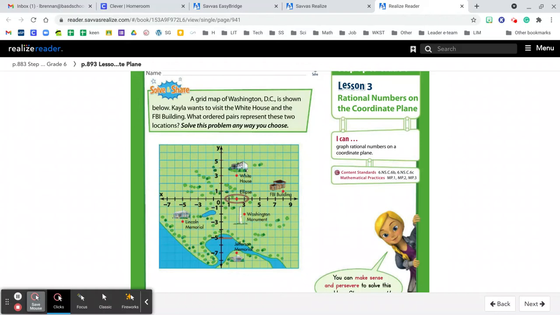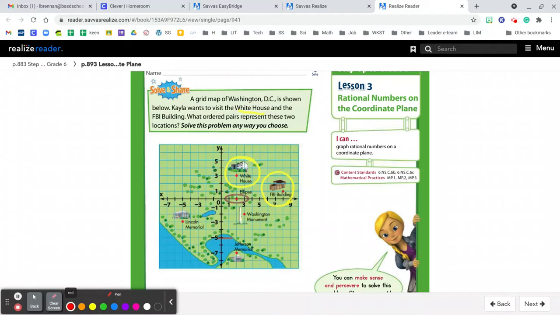So a grid map of Washington, D.C. is shown below. Kayla wants to visit the White House and the FBI building. What ordered pairs represent these two locations? Solve the problem any way you choose. We want to go to the White House. It's right there. And we want to go to the FBI building, which is over here. Both those values are sitting in Quadrant 1, which is what you're used to using in the lower grades. It is the positive quadrant.